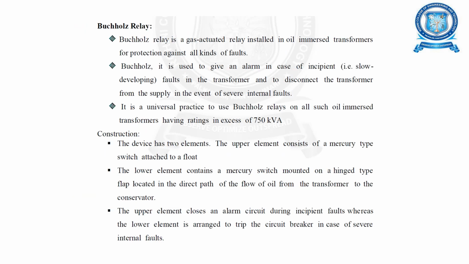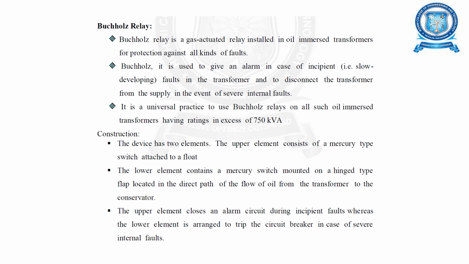Next is the Buchholz relay. This is a gas actuated relay installed in oil immersed transformers. It is used to give an alarm in case of incipient faults in the transformer. It is universal practice to use a Buchholz relay on all such oil immersed transformers having ratings in excess of 750 kilovolt ampere. Main construction: it has two elements.